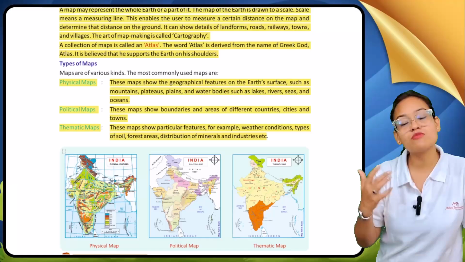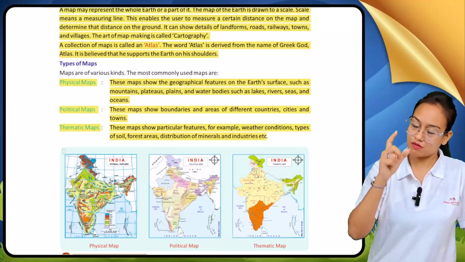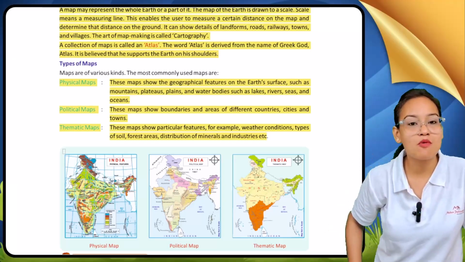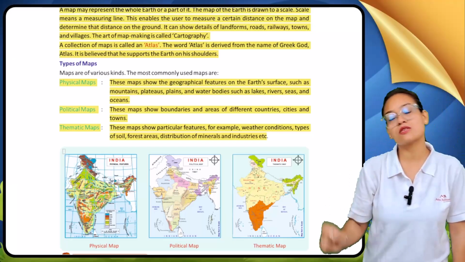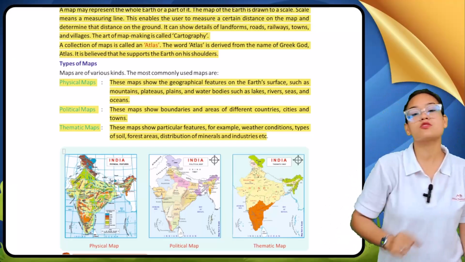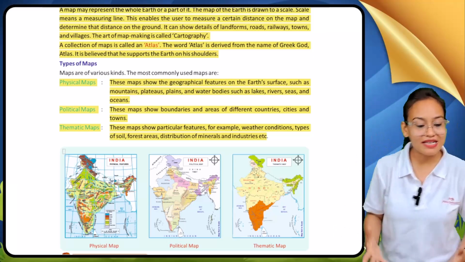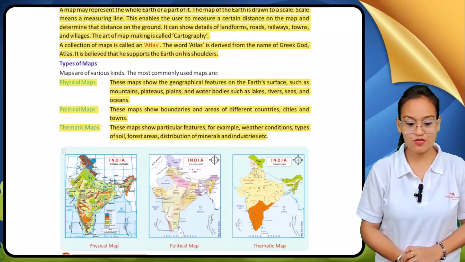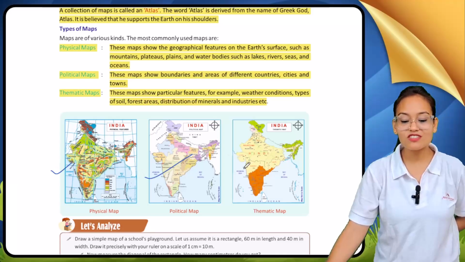Like if I'm talking about a tourism map of our country India, it means in this map only the tourist places are marked. So thematic map, political map, and physical map are the three categories of maps. Here you can see examples of your physical map, political map, and your thematic map.